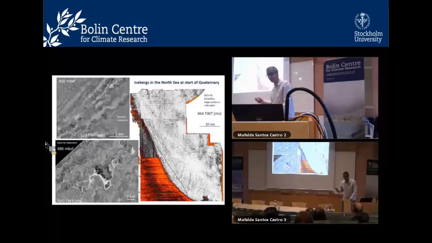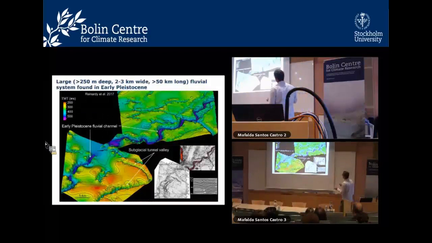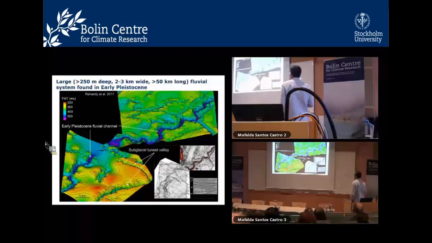But it's not only icebergs or glaciers that are coming into the North Sea at this time. This is a very large river system here. So again, this is just this time slice, looking at map view, if you like, and hopefully you can see this very distinctive channel, which I've reconstructed the 3D surface here. This is a huge, buried river system. This is about 300-400 meters below the seafloor, and it's big, up to 250 meters deep, several kilometers wide in places. So this is a big river system right in the middle of the North Sea.